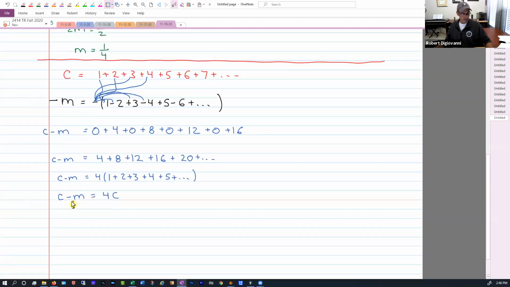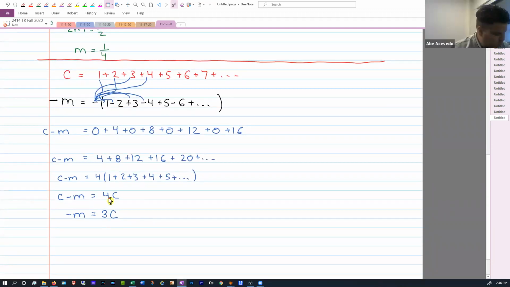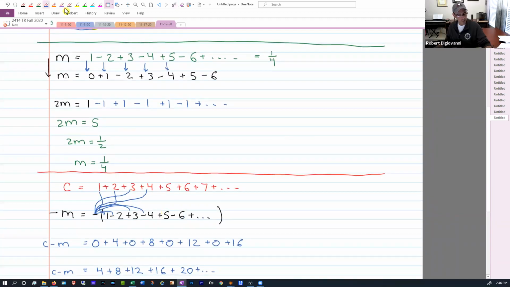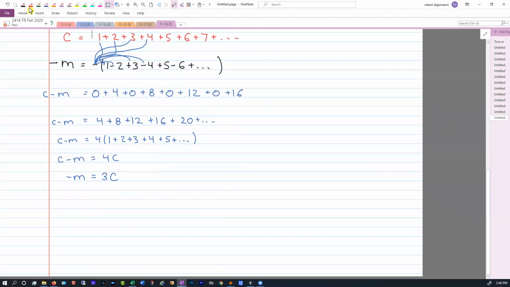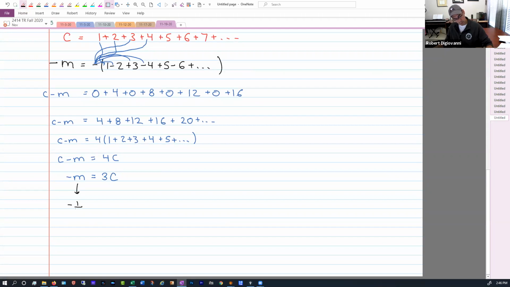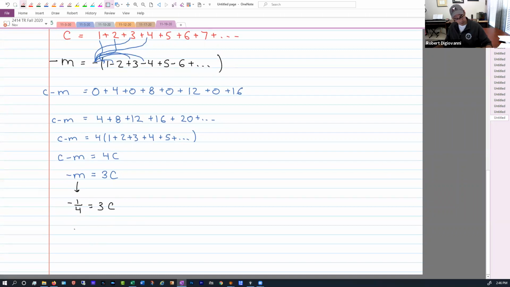Let's subtract C on both sides. We get negative M equals 3C. Subtracting C on both sides. But what was M? We did M earlier, didn't we? I convinced you that M was 1 over 4. Okay, so this means that negative 1/4 equals 3 times C. And now if you divide both sides by 3, you get negative 1/12 equals C. Which means that what we're saying is 1 plus 2 plus 3 forever equals negative 1/12.